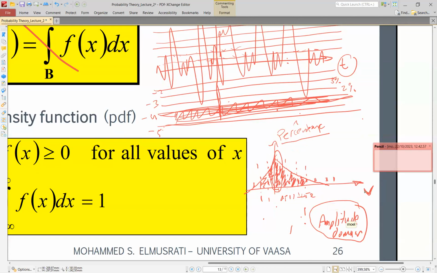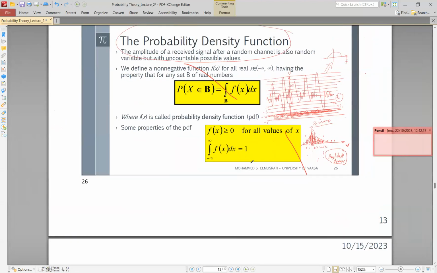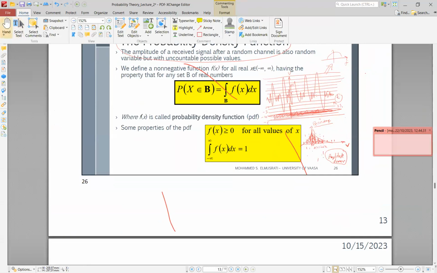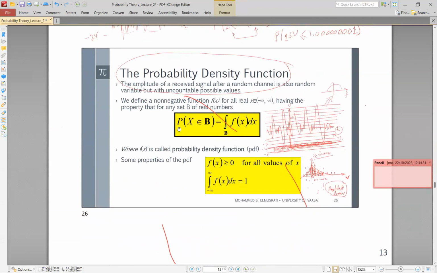So here we have V with the percentage. In the signal here, we have V with time. Here we have the amplitude with frequency. Here we have the amplitude with the percentage. So this amplitude domain representation of any signal is nothing but the main concept behind the probability density function. This is how the probability density function is defined in this course.